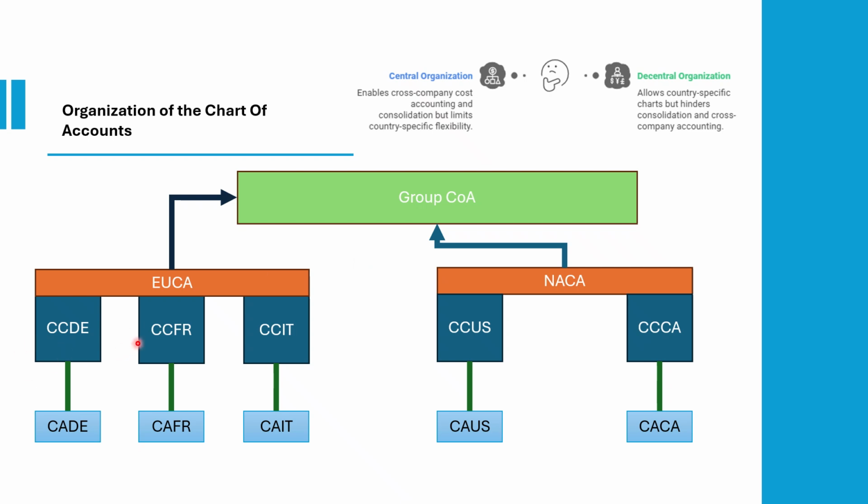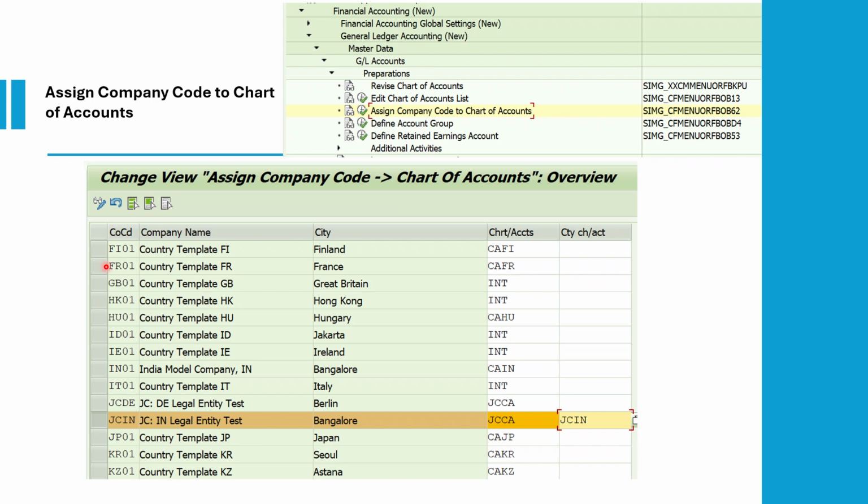But generally the best approach, from what I see, is this: across the globe you can have one operating chart of accounts, and if needed you can maintain one country specific chart of accounts, and this way your consolidation and cross company code transaction accounting is very easy. Yeah, now let's move to the next topic.